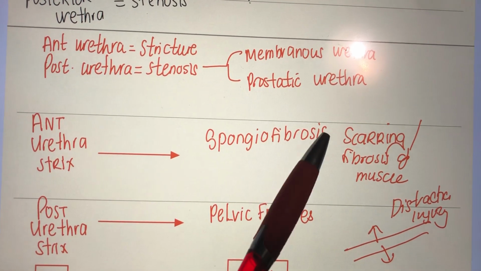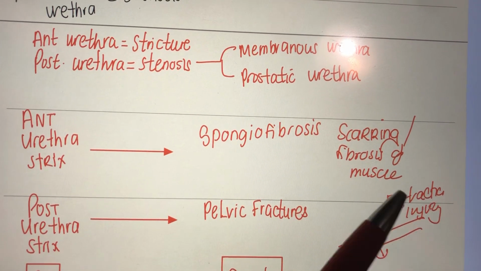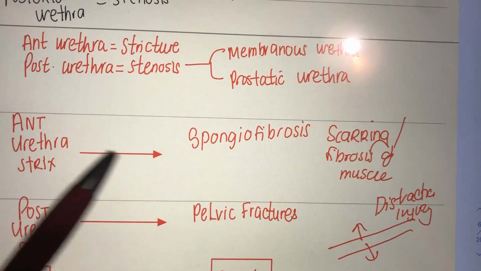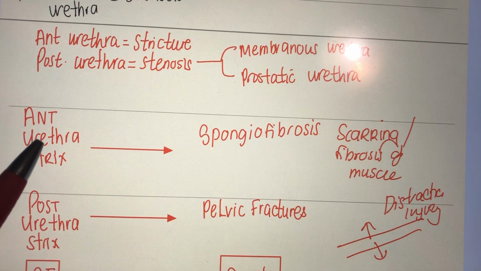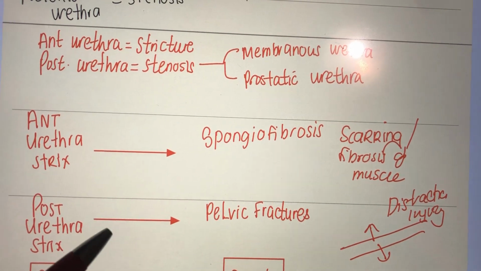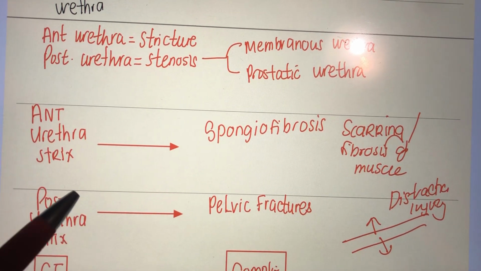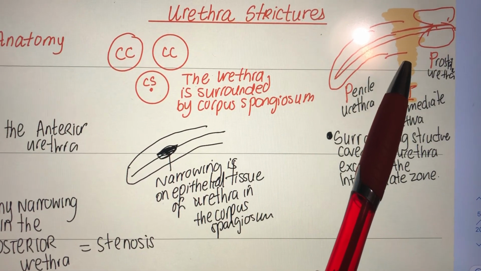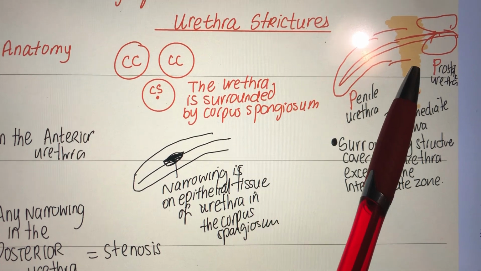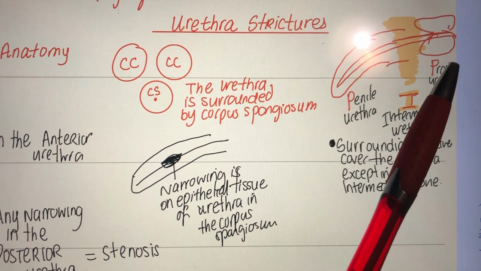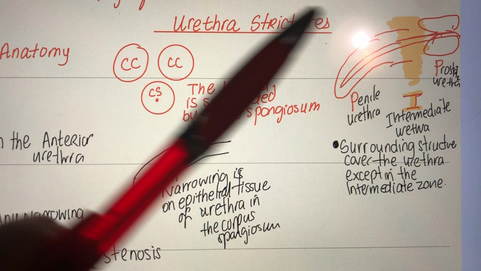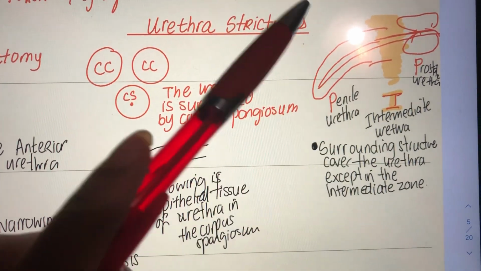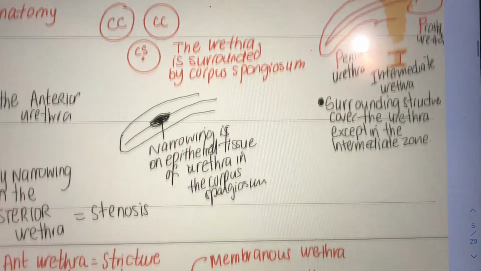If there's scarring or fibrosis of the muscle within the spongiosum, that's known as spongiofibrosis, and that would be considered an anterior urethral stricture. A posterior urethral stricture is always known as a stenosis. So these two parts are considered the posterior urethra. The intermediate or the membranous and the prostatic urethra are considered posterior. This is considered anterior. And just for your information, these two are divided by the urogenital diaphragm.